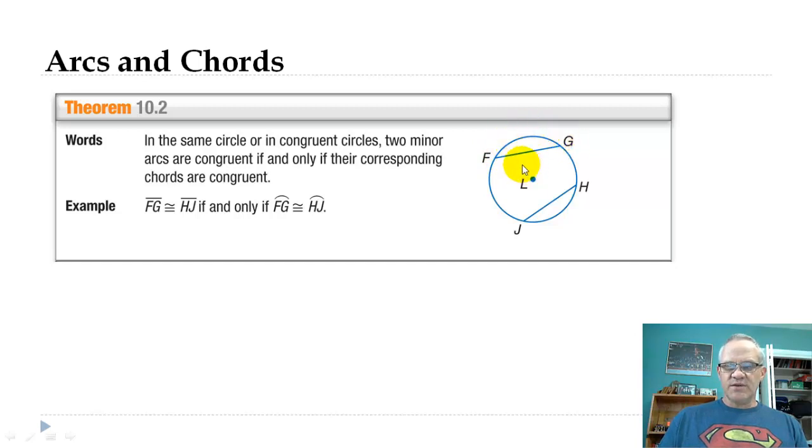That's the arc. So basically this is saying if you're told that chord FG is congruent to that chord, if those two are the same, then you know that arc FG has to be the same as arc JH as well. And that can work vice versa also. If you know that arc FG is congruent to arc JH, then the two chords also have to be congruent. So it can go either way.